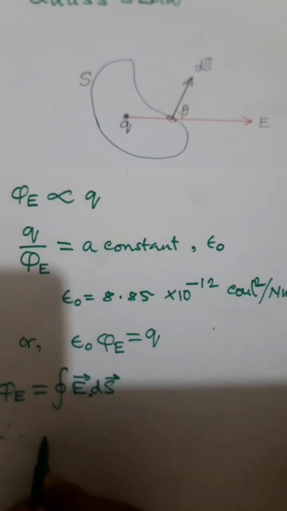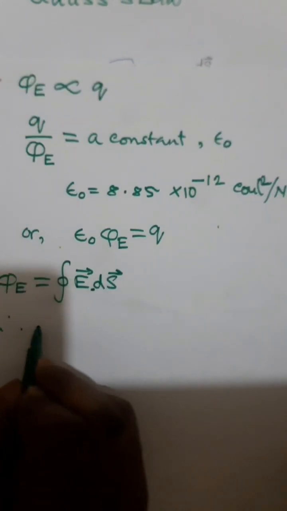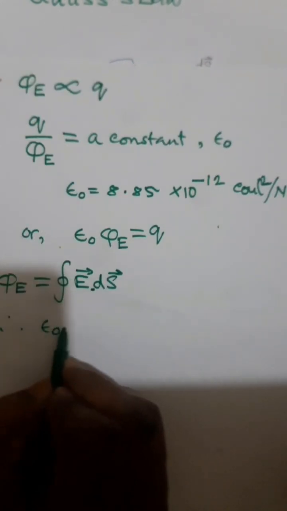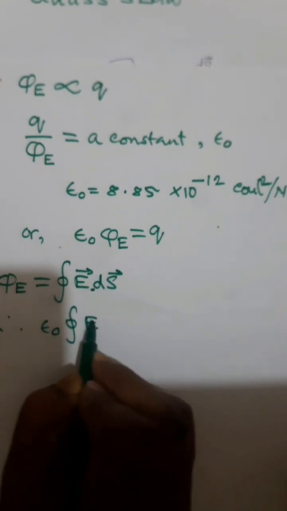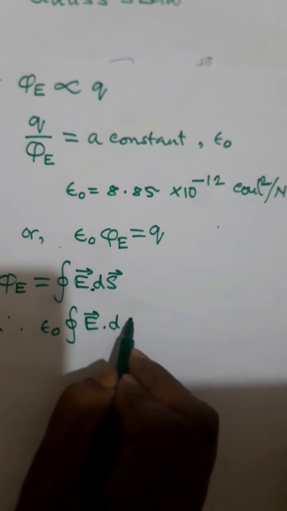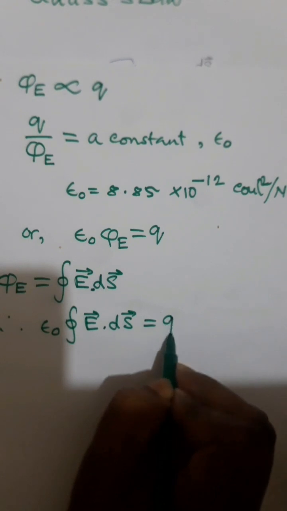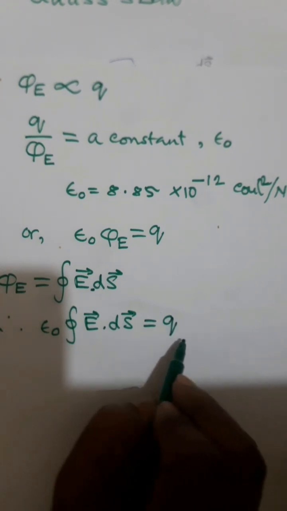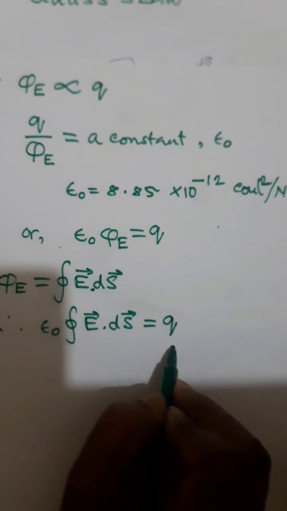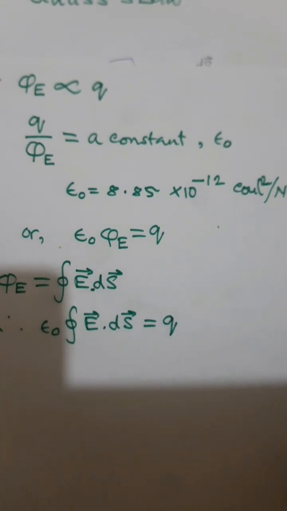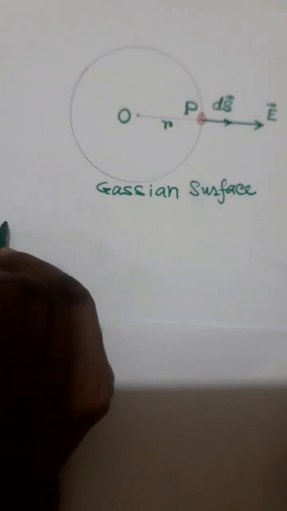Therefore, Gauss's law can be written as epsilon naught closed integral of E dot ds equal to charge Q. This is another form of Gauss's law. From this law, we can derive Coulomb's law.